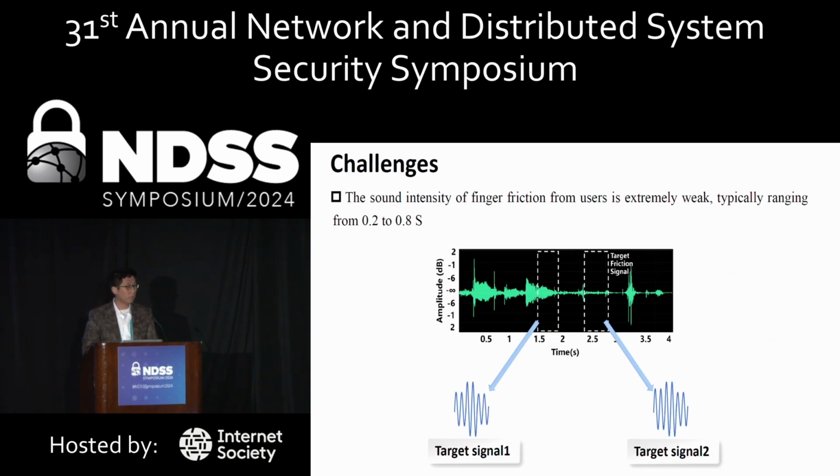However, to achieve this goal, there are mainly three technology challenges before we can do that. First, the sound intensity of the finger friction sound from the user is extremely weak, and it also happens in a very short time window, usually ranging from 0.2 to 0.8 seconds. So we need to exclude the noise and also extract the useful information within such a short time.